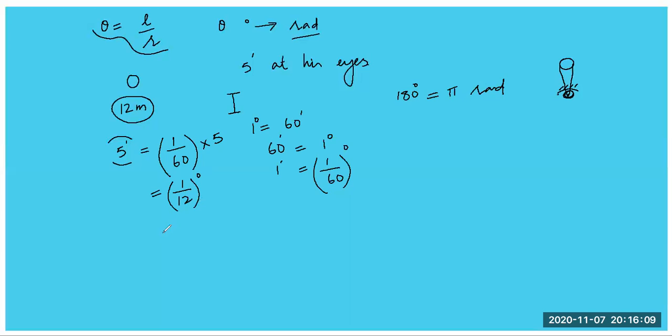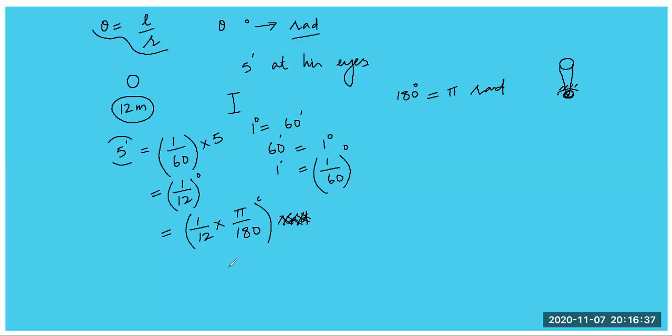Now, can we convert 1 by 12 degree into what? Radians. How? Multiply by pi by 180. So guys, this is the radian. And some people write it as C also. If they don't write radian, some people write C on the top.